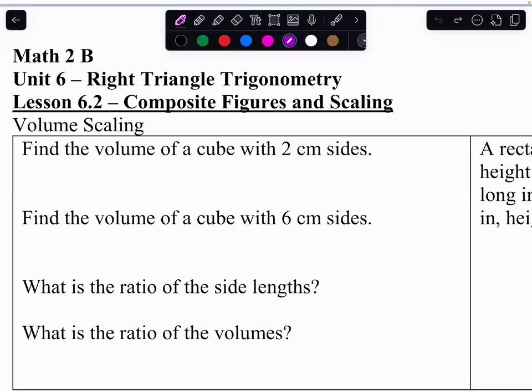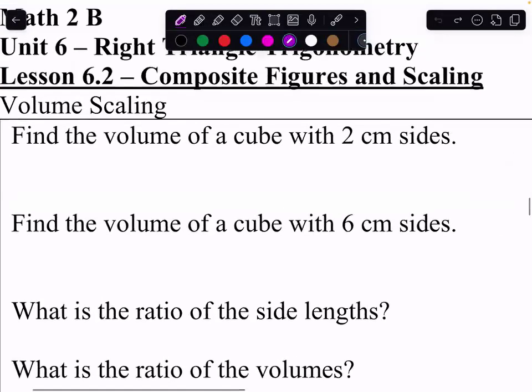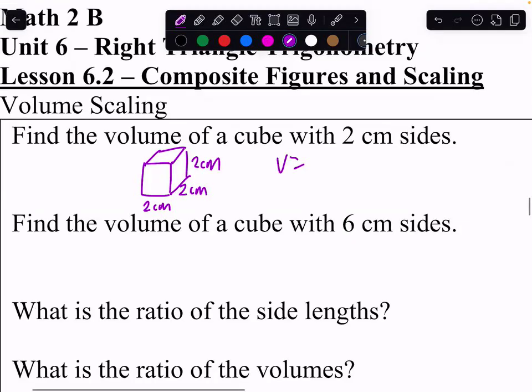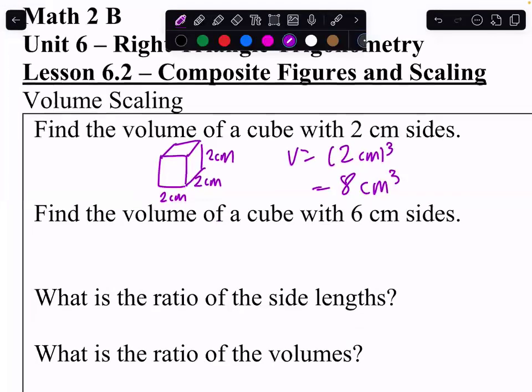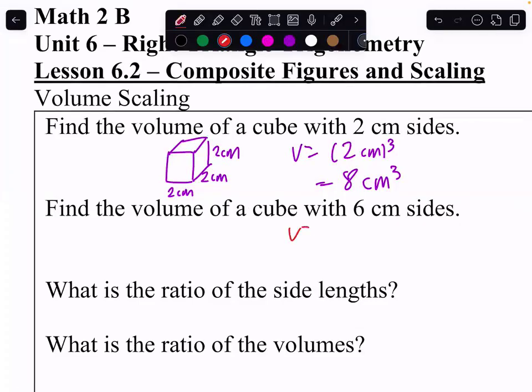Okay, so I don't think we actually used the term cube before, but you guys definitely know what that is. It's a rectangular prism with all sides equal lengths, right? So like a dice are cubes. Okay, so the volume would be 2 centimeters cubed, right? That's 8 centimeters cubed. Okay, what if instead it were 6 centimeter sides? So 6 cubed, 6 times 6 times 6 is 216.